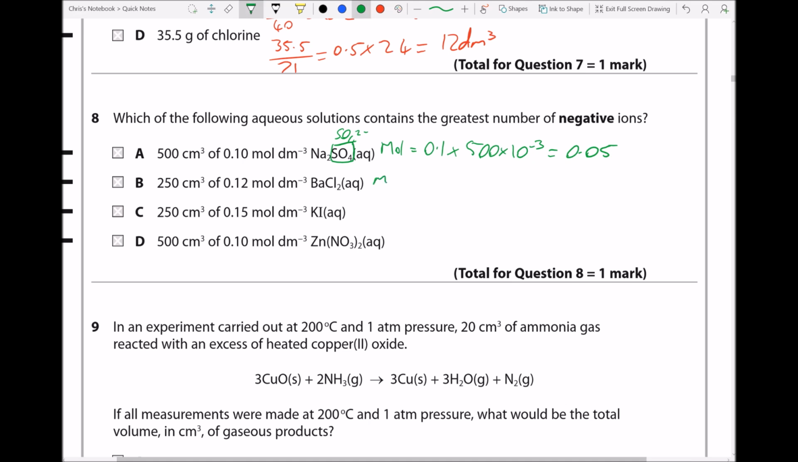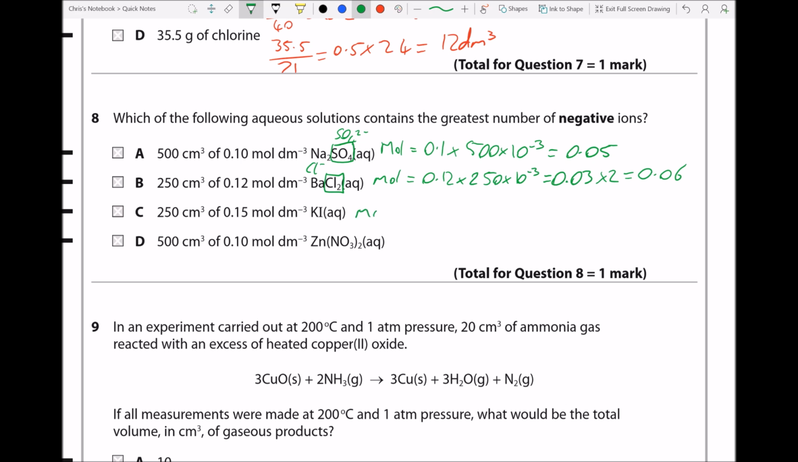Again, we're going to do the same thing. Moles equals concentration, 0.12, times the volume, 250 times 10 to the minus 3. And that's going to give us 0.03 moles. But look, we have two of them. They're Cl minuses. This is the number of moles for one molecule, but because each molecule produces two lots of Cl minus, because we've got Cl2, we have to double that. So we times that by 2. That's going to be 0.06 moles of Cl minus ions.